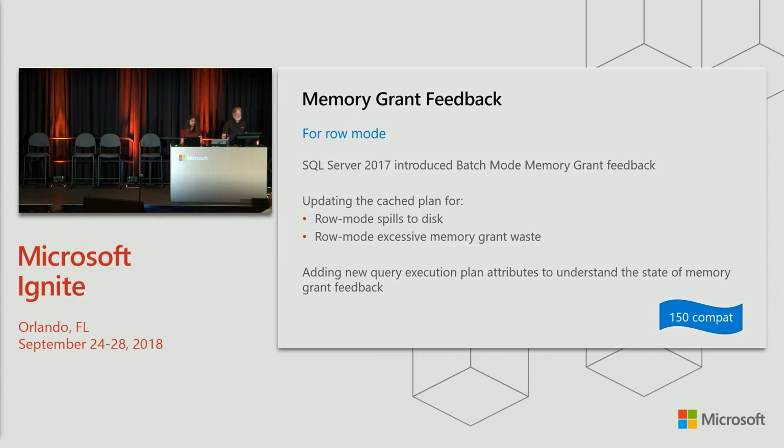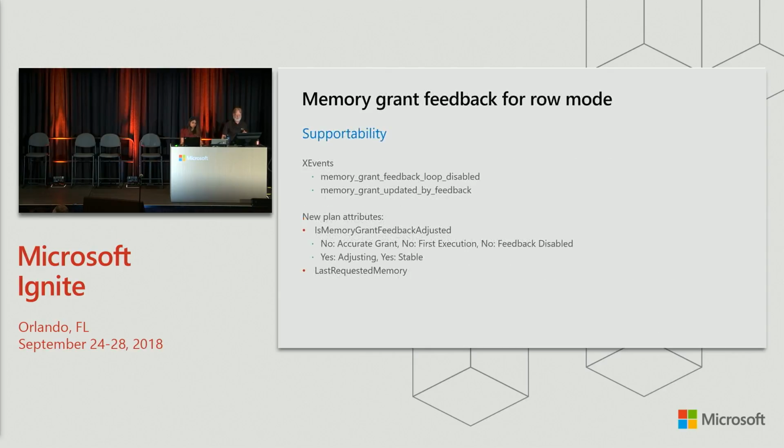So memory grant feedback for row mode. In SQL 2017, we introduced batch mode memory grant feedback. We updated the cached plan for row mode spills to disk and row mode excessive memory grant waste, adding new query execution plan attributes to understand the state of memory grant feedback. This is all under the 150 compat level.